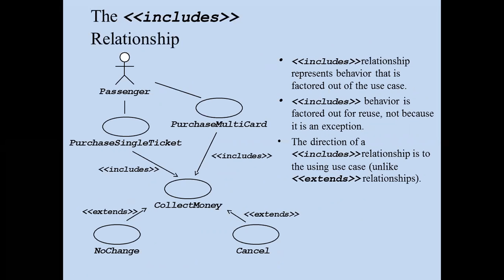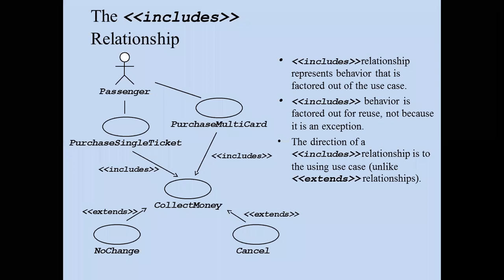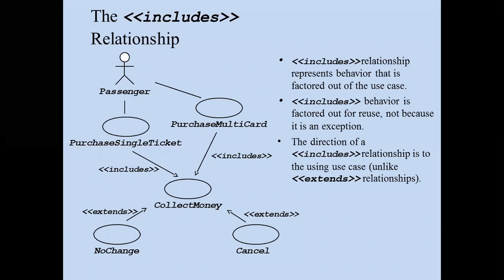Then the next relationship is include. First one is extend, the next one is include. Here you can see the passenger is purchasing a single ticket, or purchasing multiple tickets. Both have to pay the money. So here you can include both use cases combined in one use case like collect money. Here you can see the include relationship.